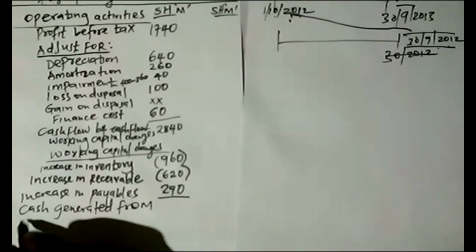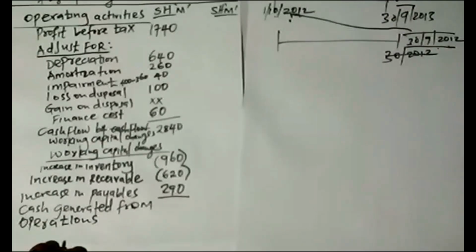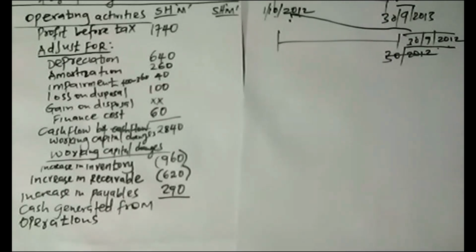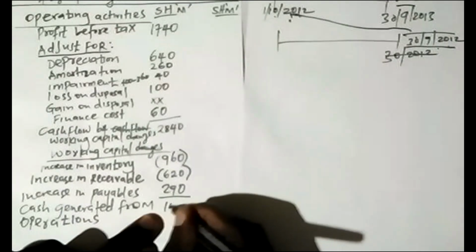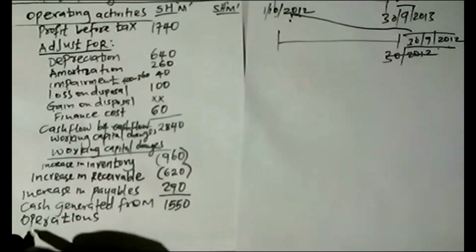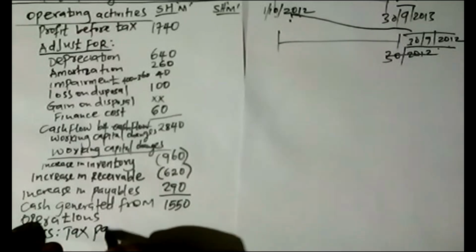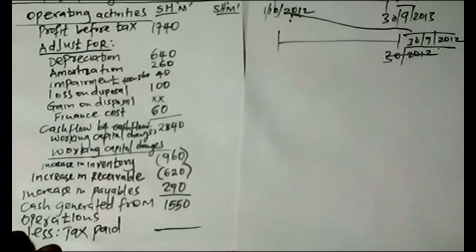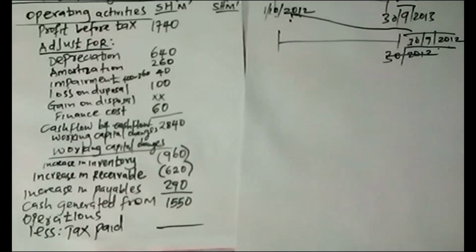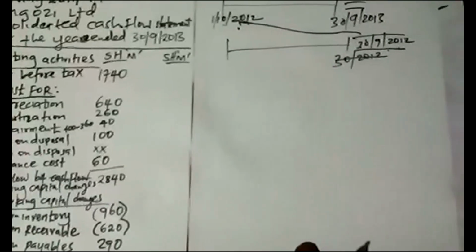Cash generated from operations: $1,550. So someone has said 1,550. Yes. Then we have to raise tax paid, of which we need to consider both deferred tax and current tax.